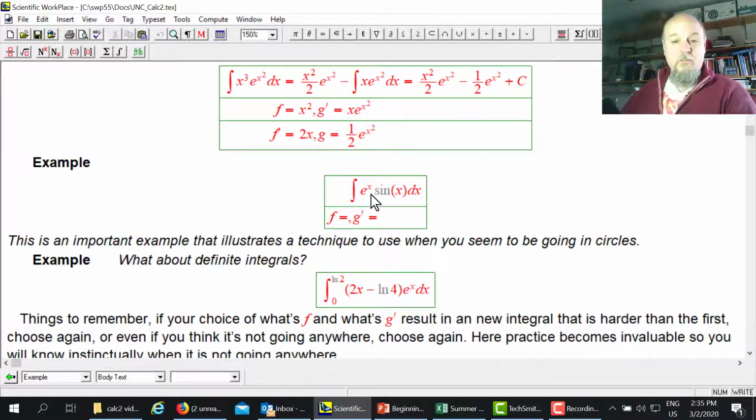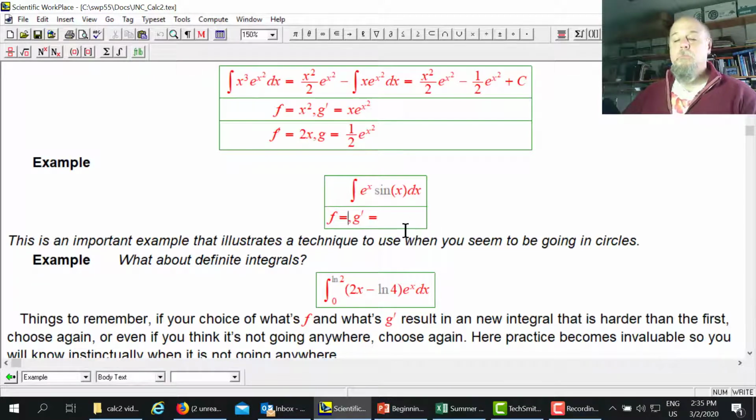I see the two pieces here, e to the x and sine. If I differentiate e to the x, I get e to the x. So it doesn't get any better, it doesn't get any worse. If I integrate e to the x, I get e to the x. So it doesn't get any better, but it doesn't get any worse. The same with the trig. If I differentiate, it goes to cosine. If I integrate, it goes to minus cosine. It's still trig.